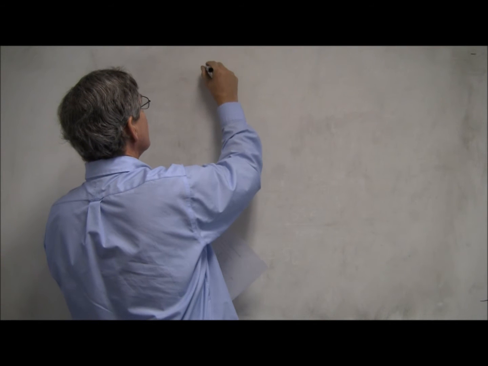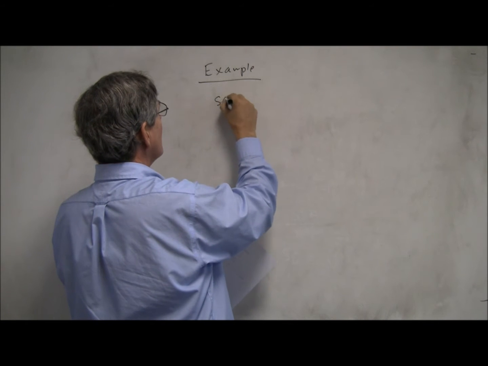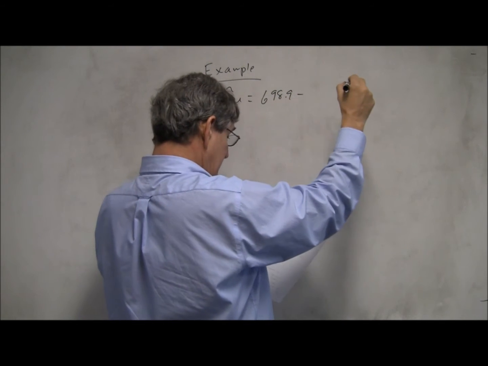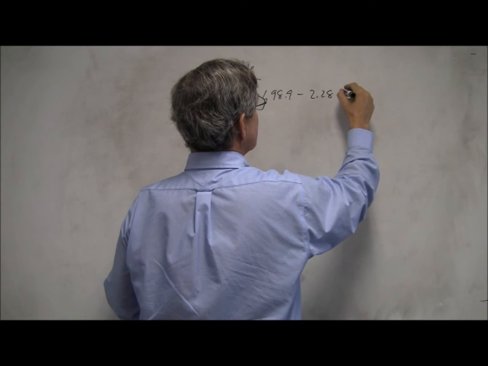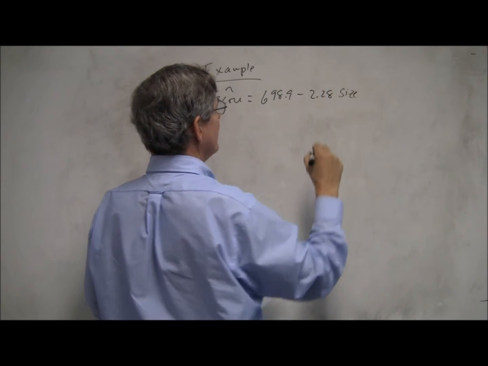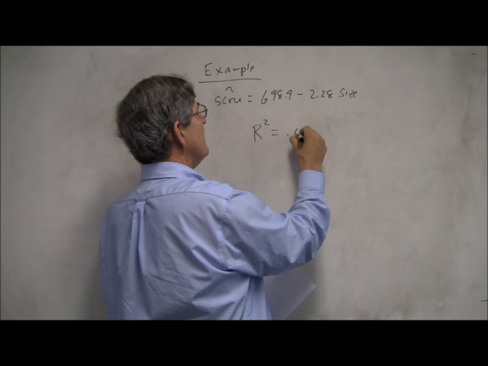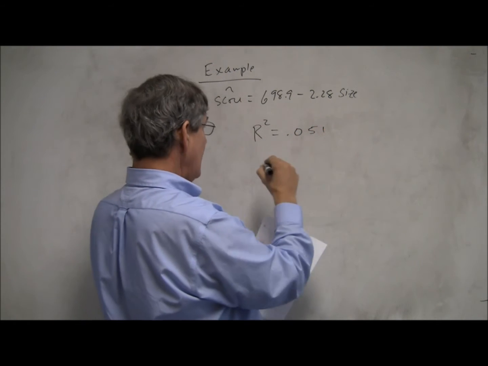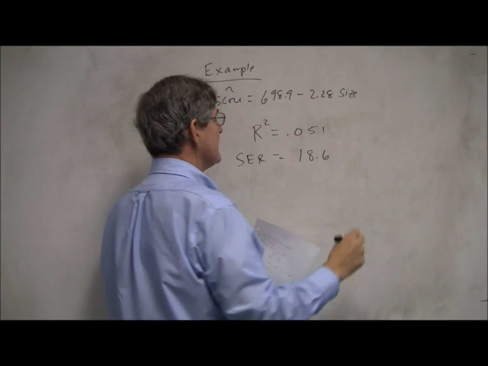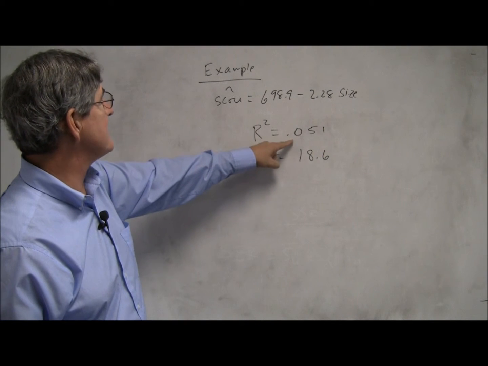So if we go back to our example and look at these two things, the test score example, remember we said that score hat was equal to 698.9 minus 2.28 times the student-teacher ratio. This was the student-teacher ratio in the model. If you measure r squared, all computer packages will give you this, it's 0.051, and the standard error of the regression is 18.6 test points.